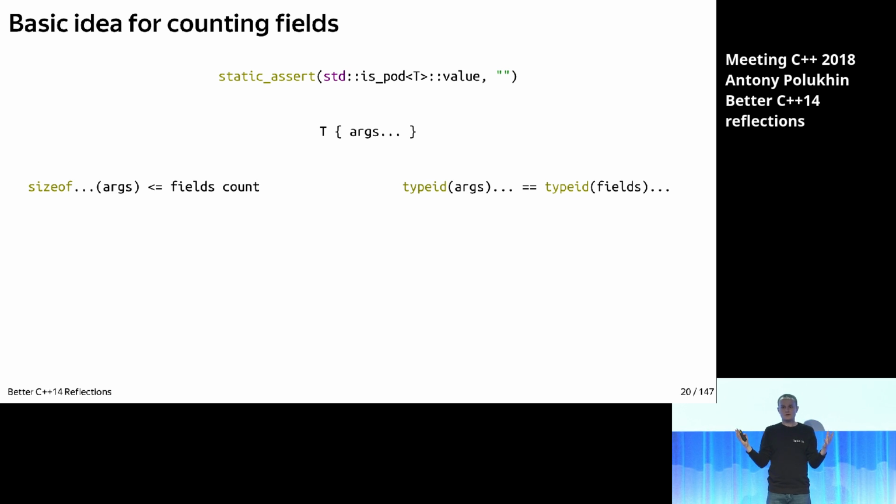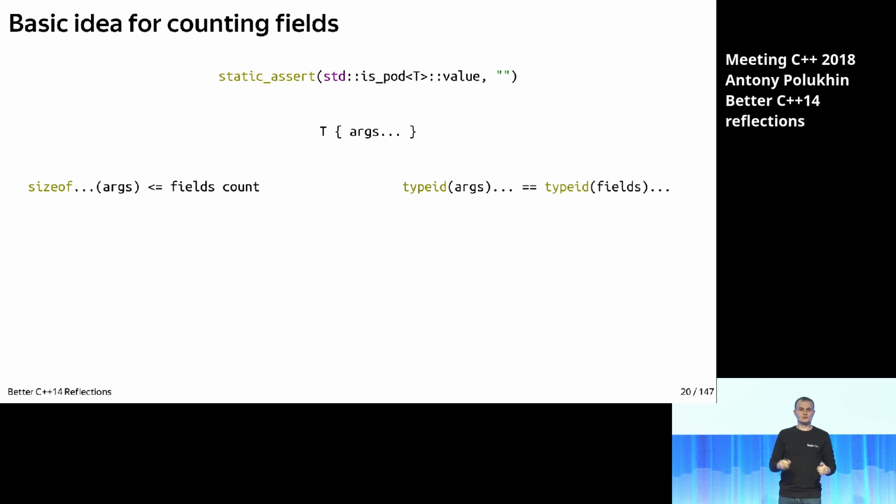Now, from that, we can get the fields count. Here's how. We try to aggregate initialize user-provided structure T with some huge amount of arguments. That will fail to compile. We drop off one of the arguments and try again. This will also fail to compile. But at some point, the arguments count will be equal to the fields count, and that's it. We know the fields count.